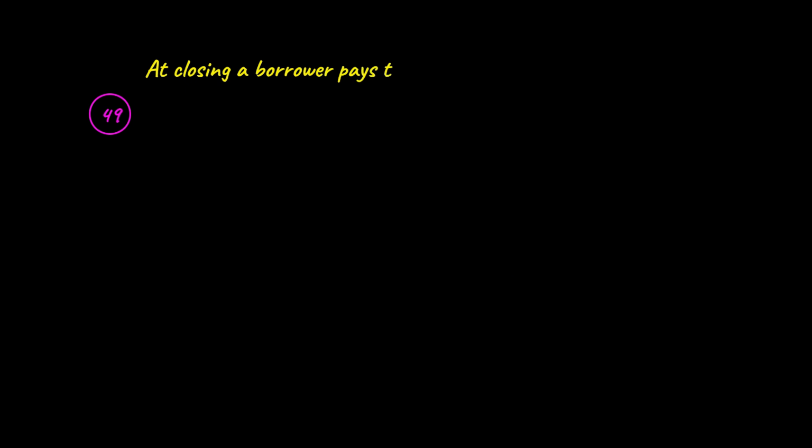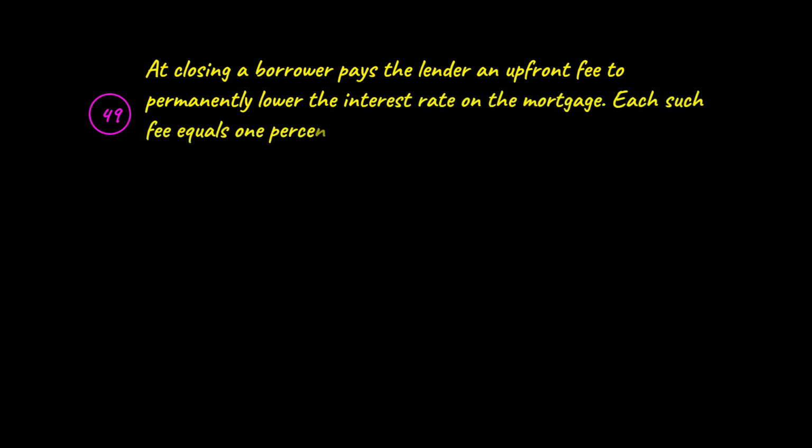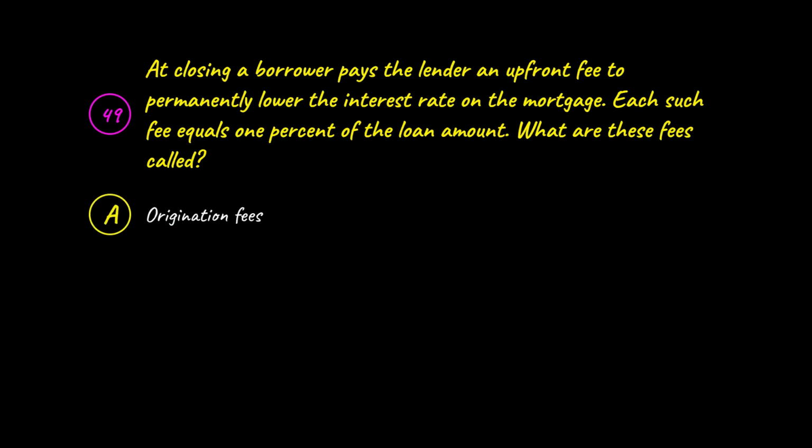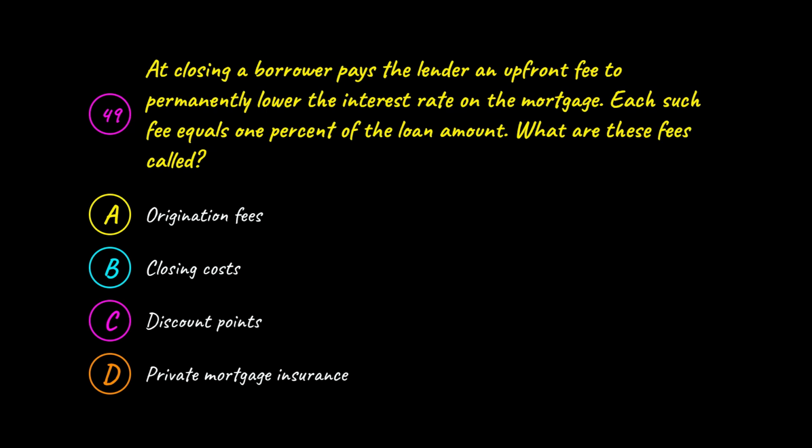Question 49. At closing, a borrower pays the lender an upfront fee to permanently lower the interest rate on the mortgage. Each such fee equals 1% of the loan amount. What are these fees called? Your options are A. Origination fees, B. Closing costs, C. Discount points, D. Private mortgage insurance. Which one is it? Pause the video if you need more time.